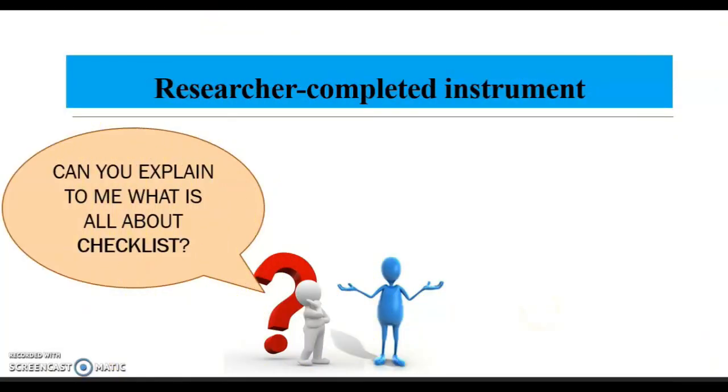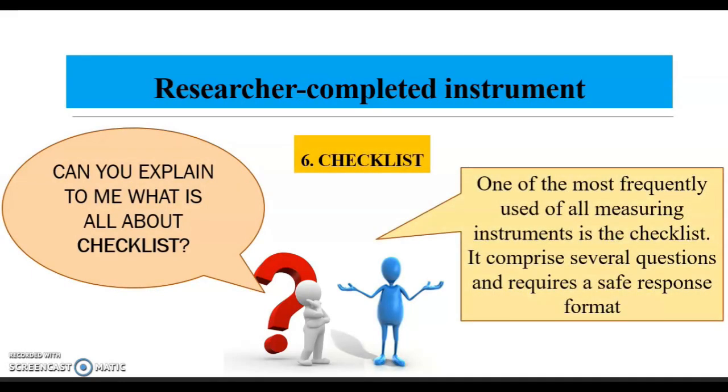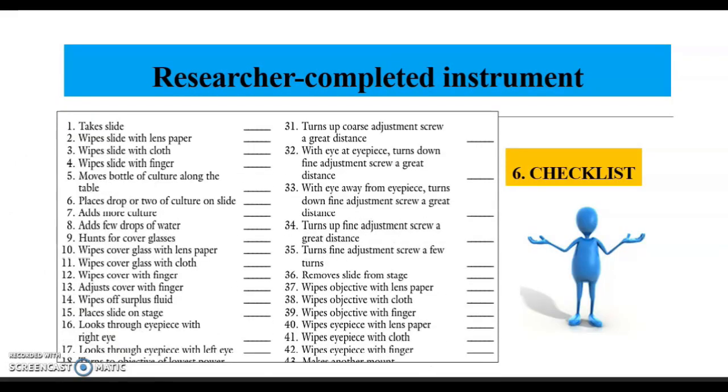Now, can you share something about checklists? Great! One of the most frequently used of all measuring instruments is the checklist. It comprises several questions and requires a yes or no response format. This is an example of a checklist. The researcher, for example, may just check the behavior, performance, and the like that he or she may observe from the subject.